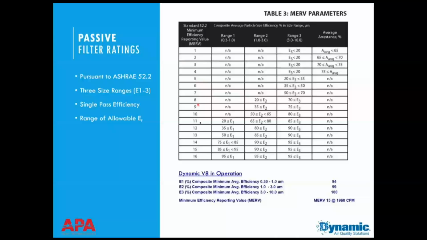So a MERV 13 filter, what does that buy you? That buys you an efficiency in the lower range greater than 50%, but less than 75%. In the 1 to 3 micron range, it gives you an 85% removal or better, but less than 90. And in the E3, it gives you a 90. Interestingly, in the research done, this is your biggest bang for your buck in terms of going from 8 to 13. So with a passive filter, the V8, which we'll talk about, one of our products, this is its operating range: the E1 of 94, E2 of 99, and E3 of 100. So a little bit better.